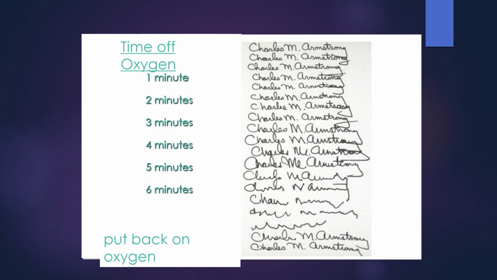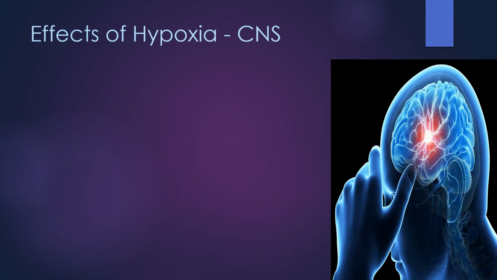Here you can see the effect of the hypoxia, how it slowly goes off. You can see how initially in the first minute the writing was fine, slowly it is deteriorating. You can see in the second minute, third minute, and in the fifth, sixth minute, it's finally going off slowly. When they are again put back on oxygen, it's coming back better. So this is the effect of hypoxia on the central nervous system, how slowly they get deteriorated without the oxygen.